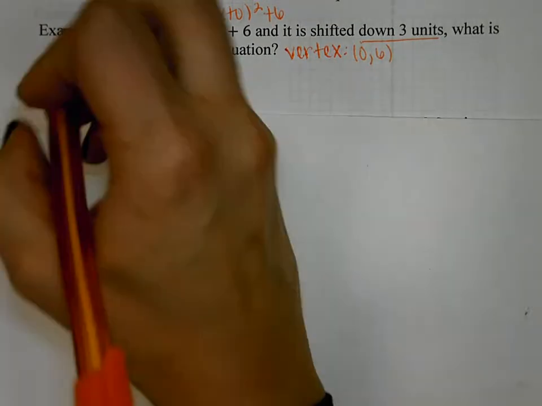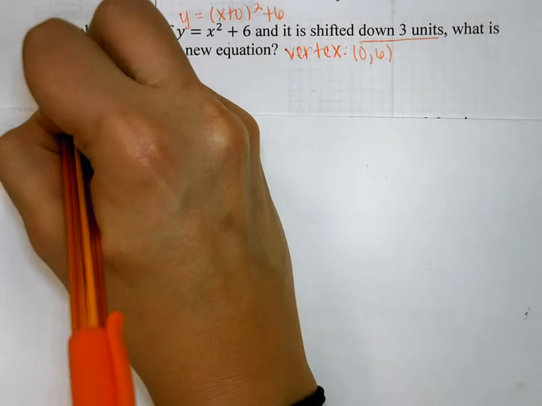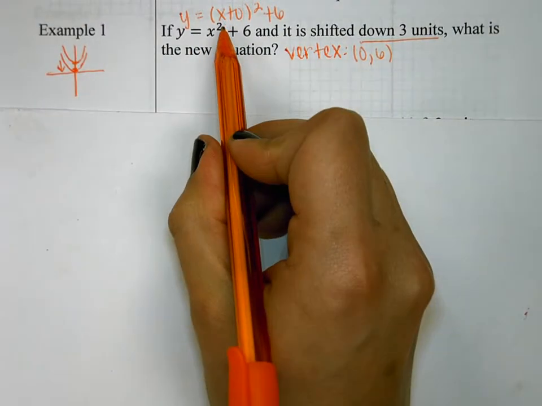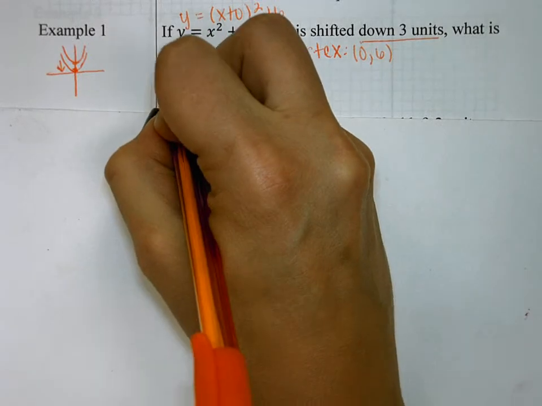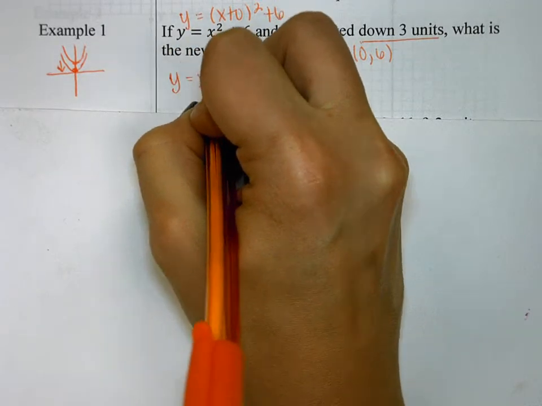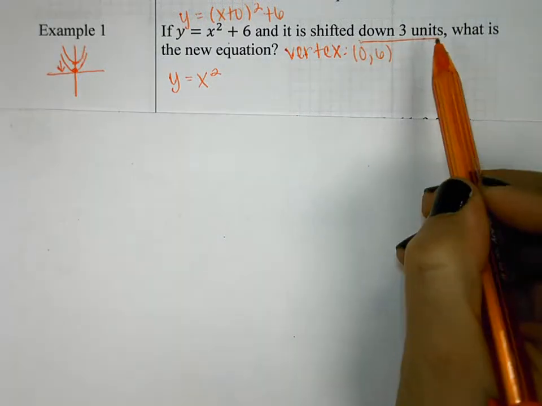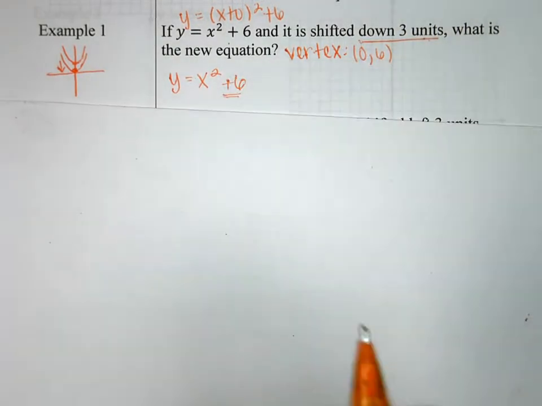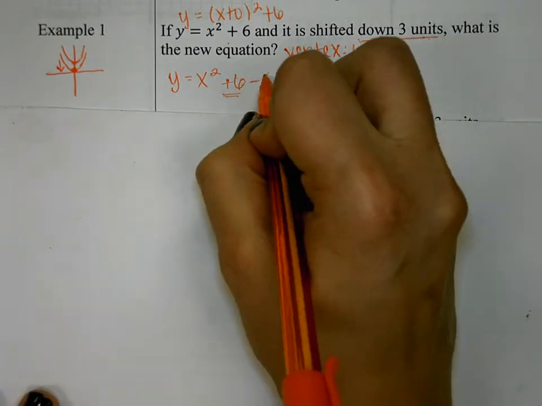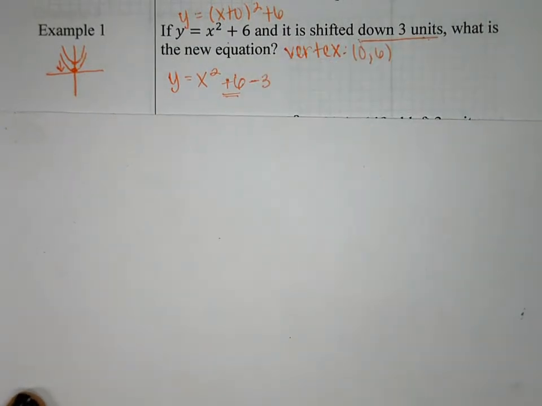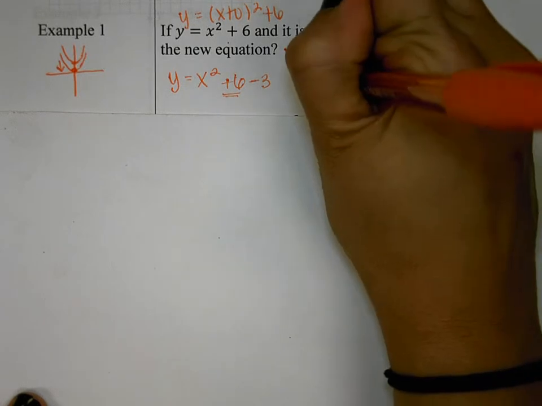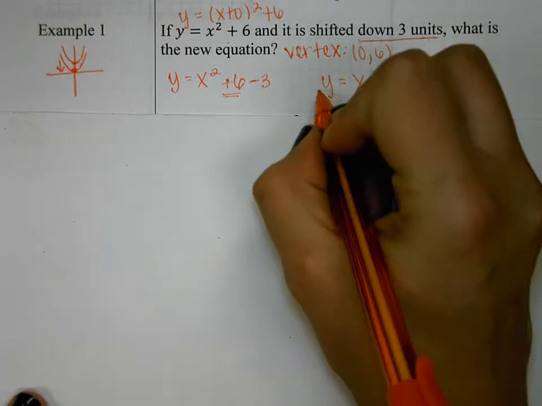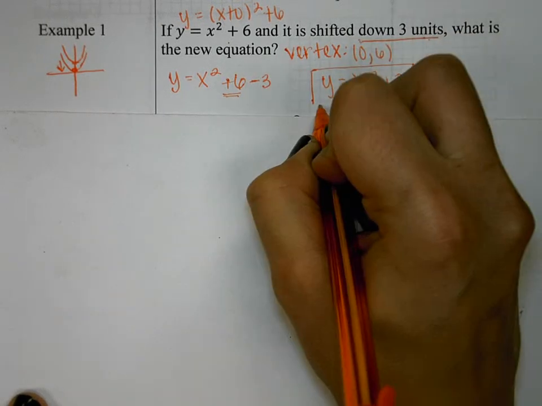I want to shift it down 3 units. So it's going to be somewhere right here. So we're going to take our equation, and since we are working with down, that means we're working with the y. So that's the same as plus 6, and this plus 6 is the y. So we're going to subtract 3 from that. So that's going to give me a new equation of y equals x squared plus 3. And that is my new equation of the parabola.